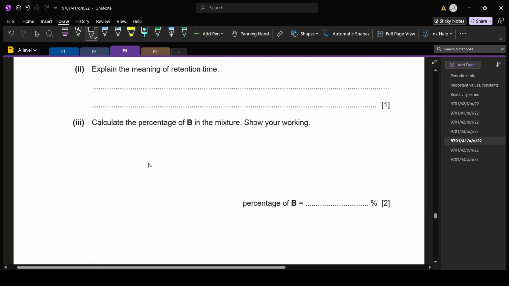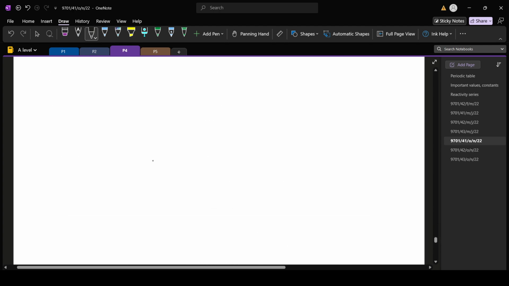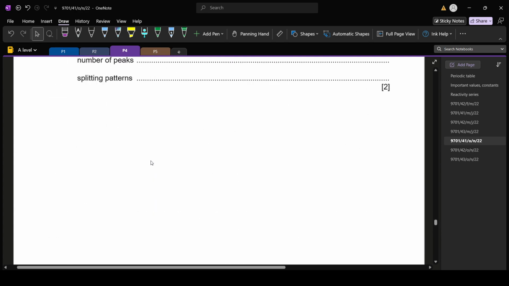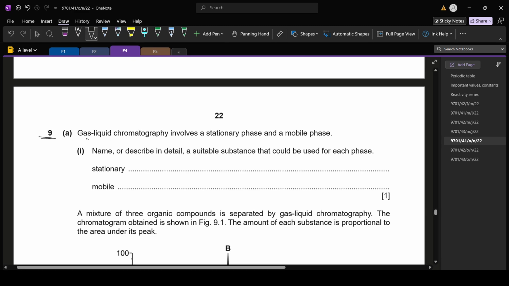Now I think this is your last question, question number 9, part A. Gas liquid chromatography involves a stationary phase and a mobile phase. Name or describe in detail a suitable substance that could be used for each phase. The stationary phase is a non-volatile and non-polar liquid. And the mobile phase in gas liquid chromatography, you have to remember this, is an inert gas.